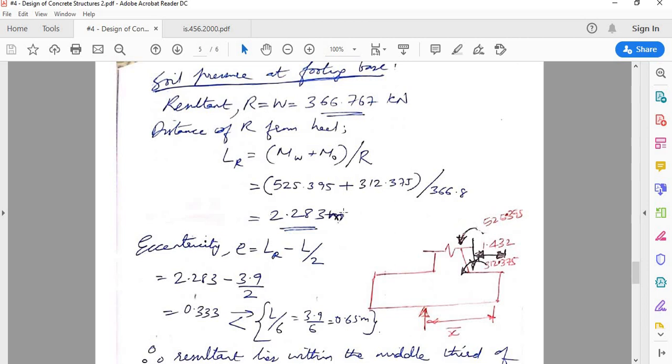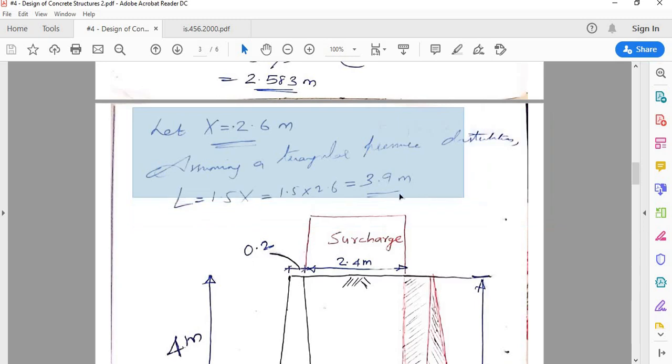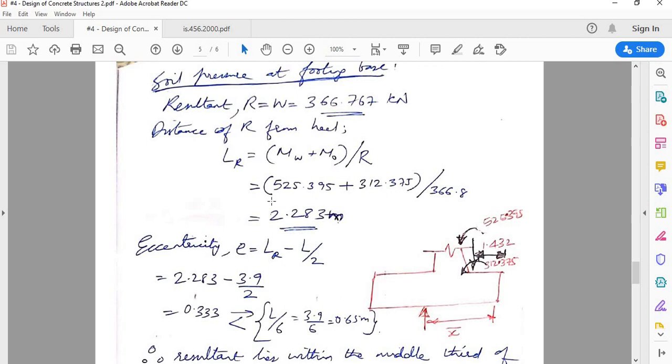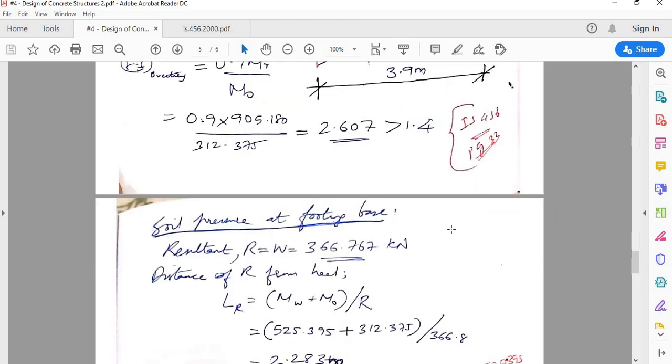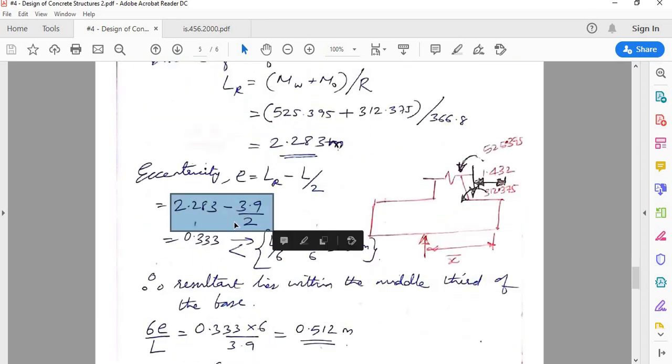Now in order to calculate the pressure diagram, we have to calculate eccentricity, because remember, if eccentricity is 0, then it will be a rectangular pressure distribution. But since we have assumed the length of toe appropriately, assuming a triangular distribution, it won't be rectangular. So the eccentricity is calculated as this lever arm minus half the length of base slab. The length of base slab is 3.9. Based on this, you will calculate eccentricity.